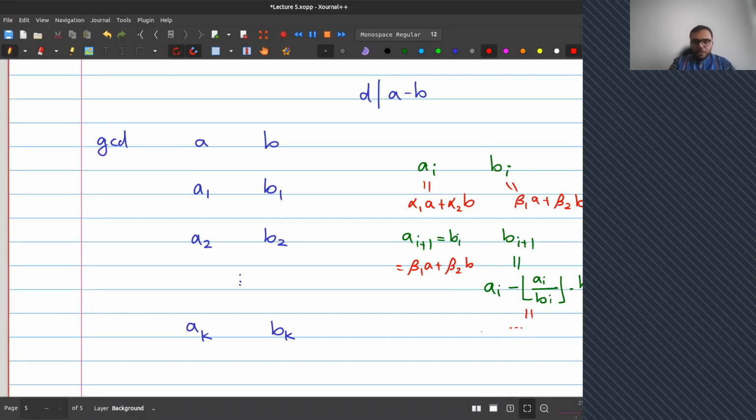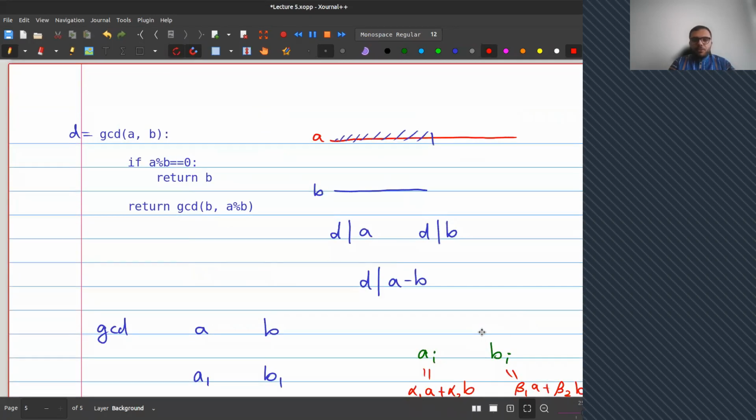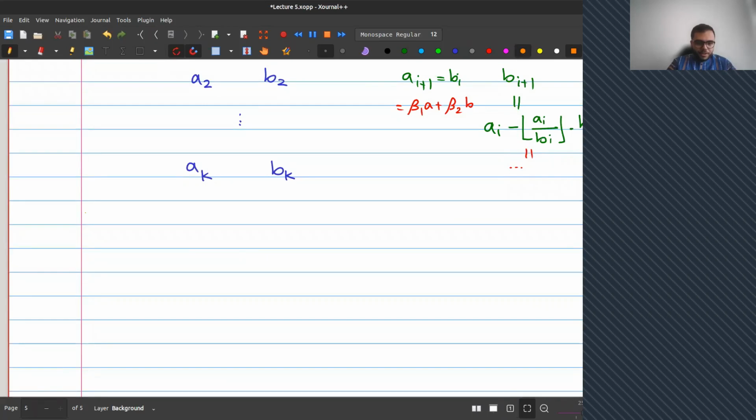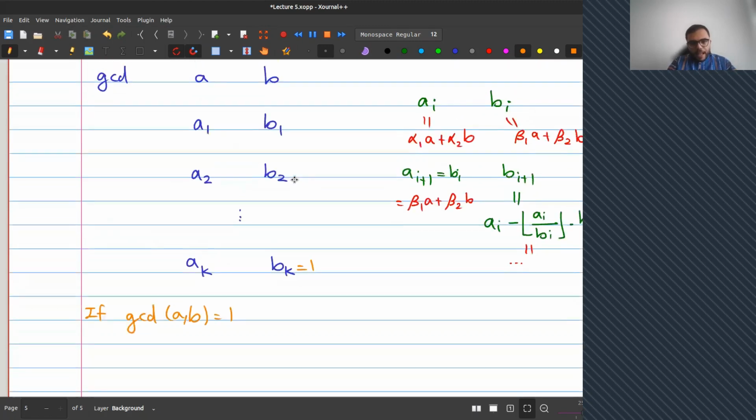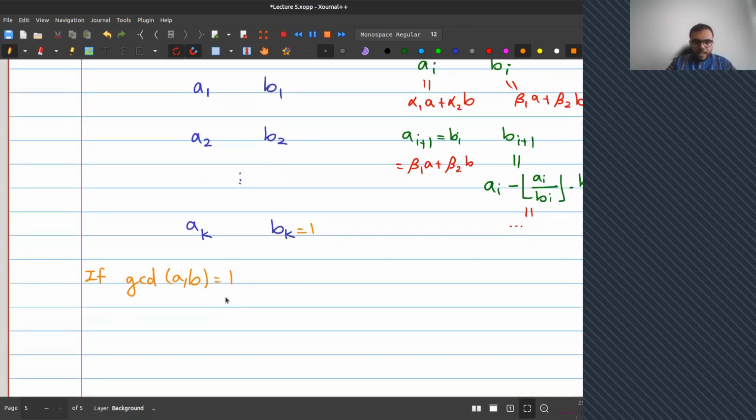So what does this mean? It specifically means that if my GCD happens to be one, if at the end of this thing I return one, then I have been able to write one as a linear combination of A and B. So if the GCD of A and B is one, what does this mean? This means that this BK at some point was one, but I know that I can write my BK as a linear combination of A and B. So there are some numbers, let's call them C and D, such that BK, which is one, was C times A plus D times B. So C times A plus D times B is equal to one.